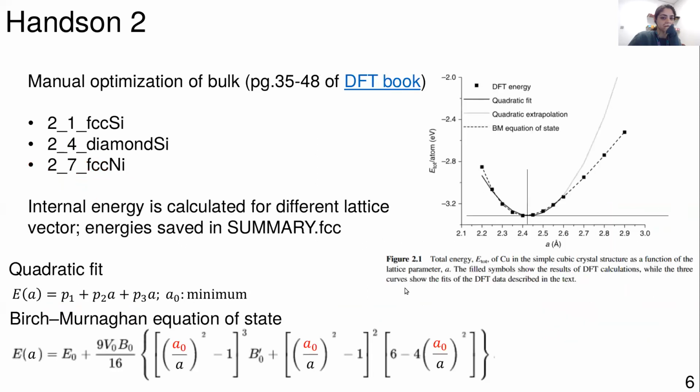So, just to go very quickly, there are three main things that you need to do. You can optimize the bulk. What does it mean to optimize the bulk? It just means that you change the lattice vector to find the lattice vector that minimizes the energy of the system, okay? And there are two approaches. Later we will see an automatic approach, which is the one that we always use at the end. But of course, since we are students and we all need to learn, we also need to find a way to optimize it manually, okay?